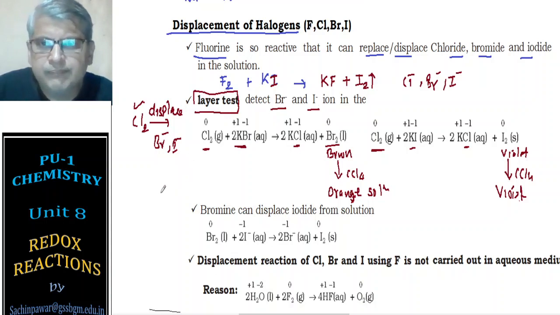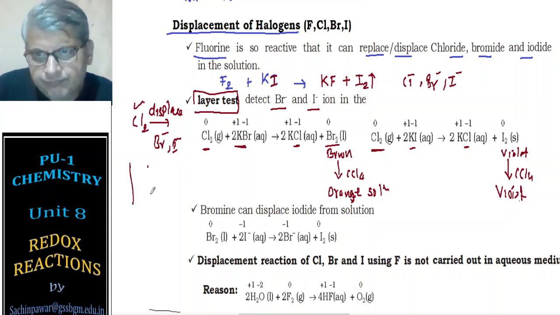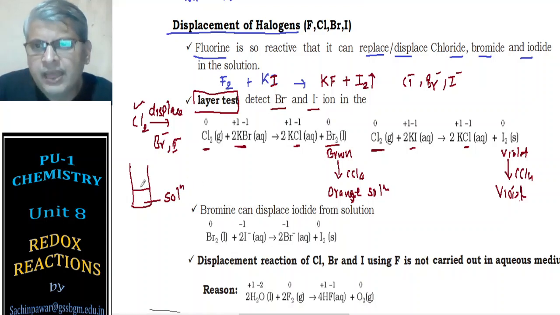What has to be done is simply you take a test tube. Okay, in that test tube you take the solution, and then to this you add two chemicals. You have to add two chemicals.